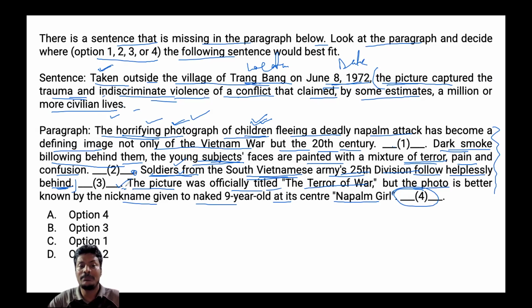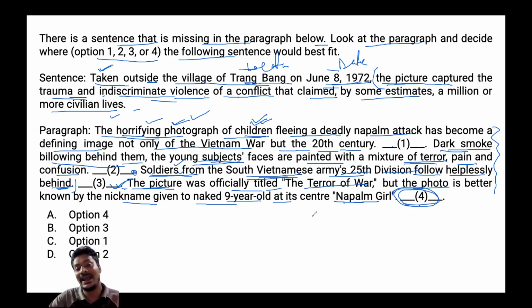Even after the blank 3, it is stated the picture was officially. The picture means which picture? The picture that was taken in the location and on the date. So that was officially titled The Terror of War. So therefore, we can say option 3 could be the appropriate one. Because after that, option 4 cannot be because it is the end, which states that it is better known by the nickname, Napalm Girl, with the naked 9-year-old at its center. So here, if I say that it applies to the real example, the famous Vietnam War photograph question.